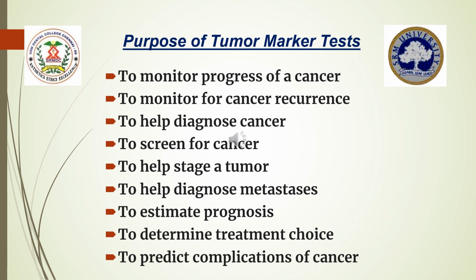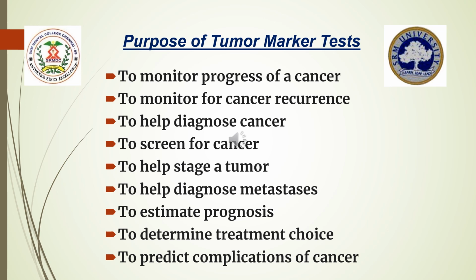It can be used to screen for cancer. An example of a tumor marker used for screening is the PSA test for prostate cancer. It can also be used to help stage a tumor. In some cases, tumor markers may be helpful in determining which stage the cancer or the tumor is in right now. So it can help in diagnosing metastasis.